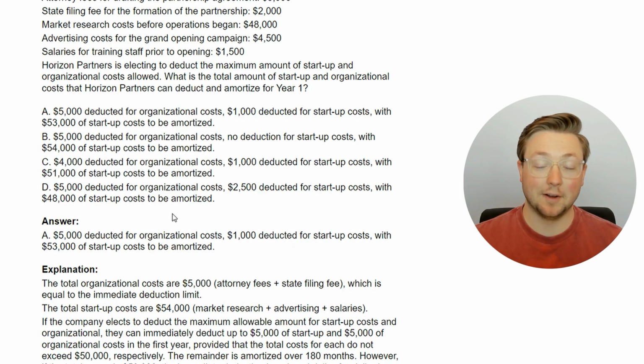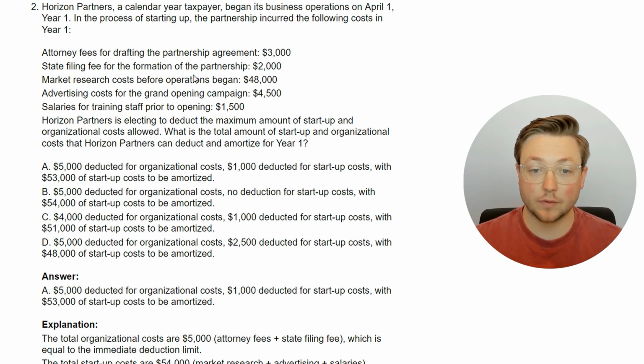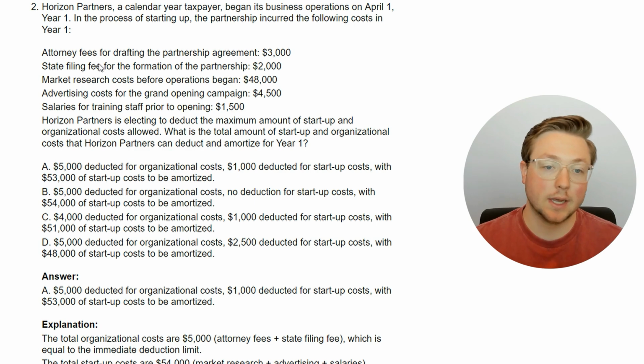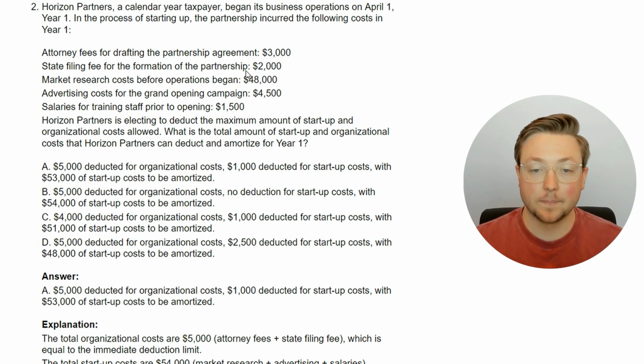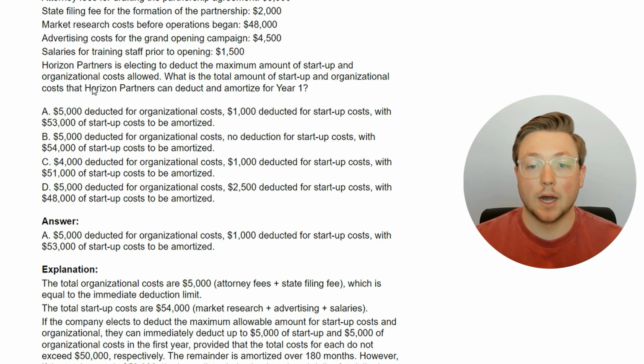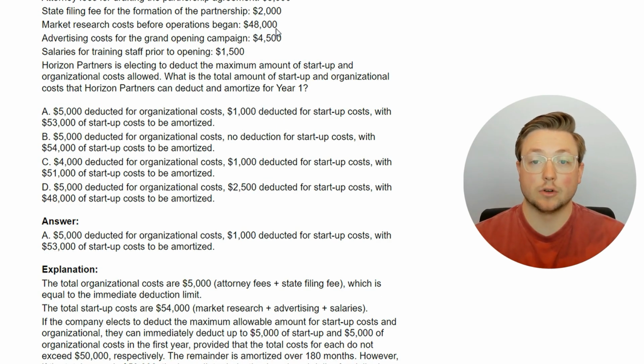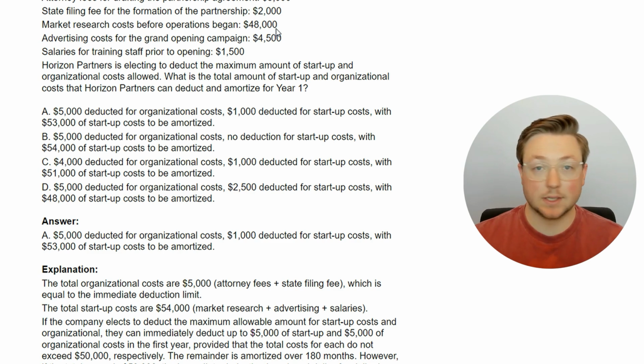Okay, so right there, that question had a ton that we could learn from it. So first off, organizational costs like legal things like attorneys, state filing, things like that. And then startup costs is basically like the costs to get you off the ground, like researching what you need to do, advertising that you're about to start, paying people to help you before the business actually opens, and then they can each have $5,000 immediately deducted. So $5,000 for startup costs, $5,000 for organizational costs, and then the rest is amortized.